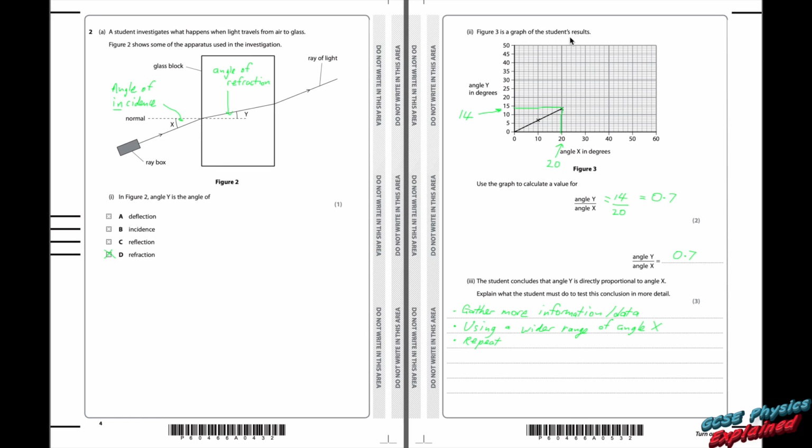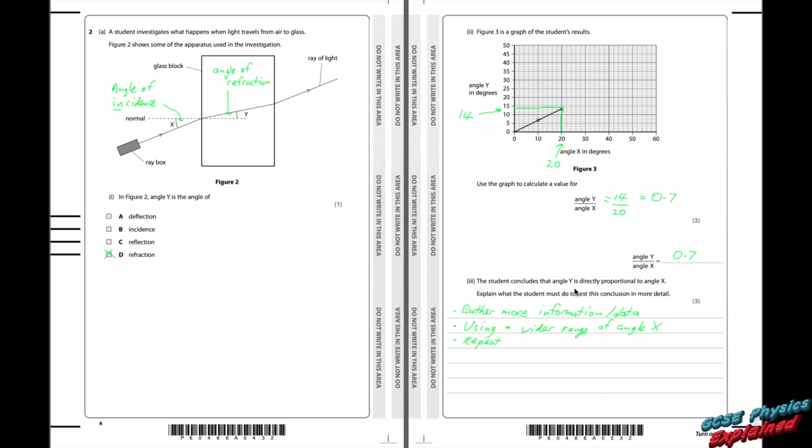Part 2. Figure 3 is a graph of the student's results. Use the graph to calculate a value for angle Y divided by angle X. So you can pick any angle Y and its corresponding angle X. So I just took the angle of Y to be 14 degrees and the corresponding angle of X is 20 degrees. So 14 over 20 comes out as 0.7.